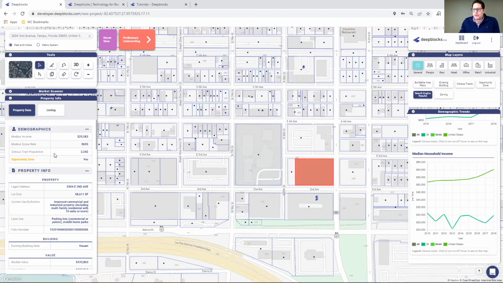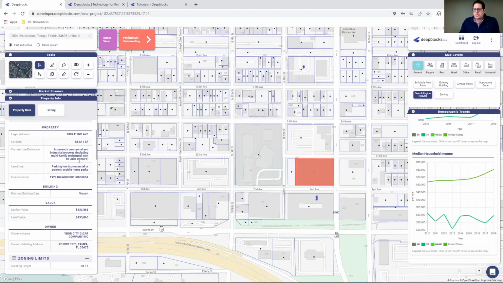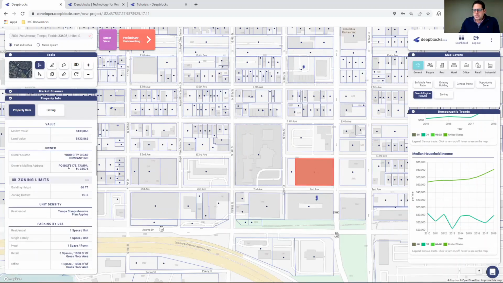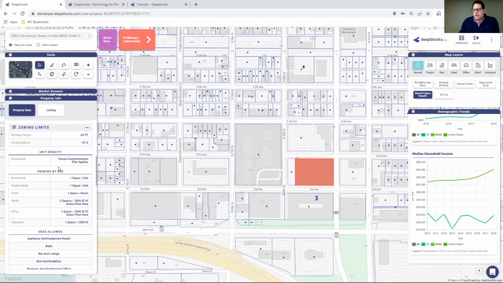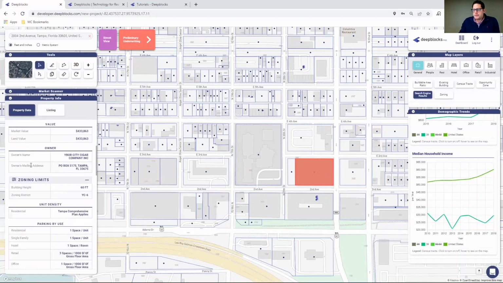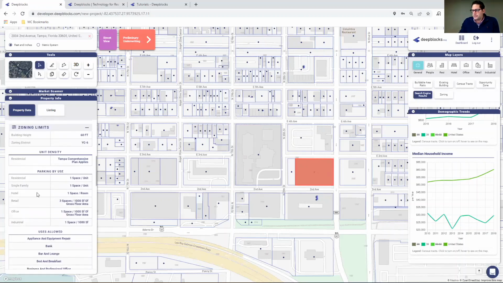Let's select that parcel and get a look at a little bit of the breakdown of the property info. We'll see our legal address, the current use. As we mentioned, it's vacant land. There's your market and land value, some ownership information. Let's see what that lot size is. So we're at 58,000 square feet. So we definitely can make some use of it for a subdivision.